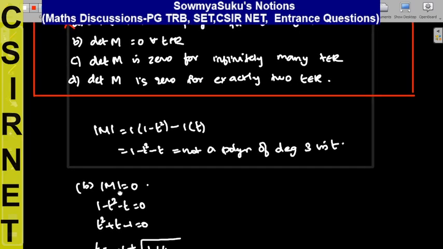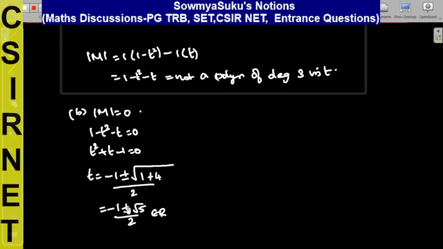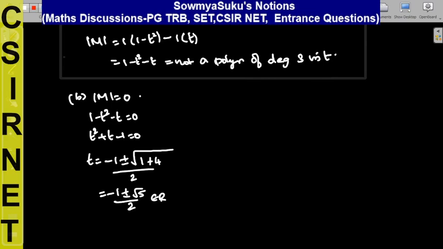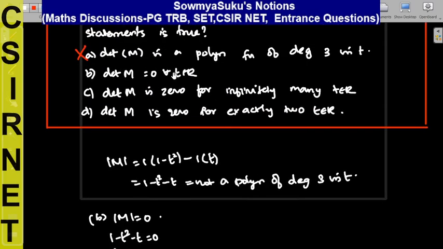So determinant of M equal to 0, 1 minus t square minus t equal to 0. By solving, you are getting (minus 1 plus or minus root 5) divided by 2, which belongs to R. But if I am putting t equal to 1, what about this one? I am getting 1 plus 1 minus 1, which is equal to 1, which is not equal to 0. So here the B option is for all t belongs to R, and here I am taking t equal to 1. 1 is a real number, but I am not getting the value equal to 0. Okay, so option B is wrong.